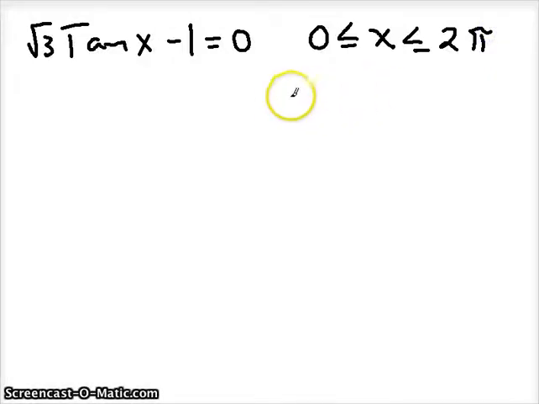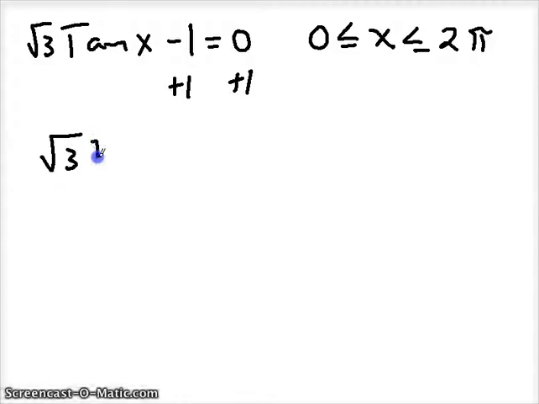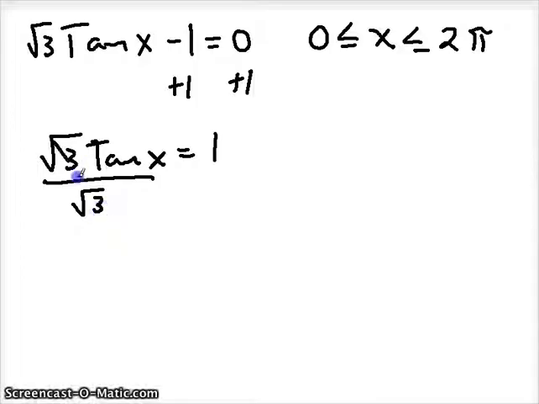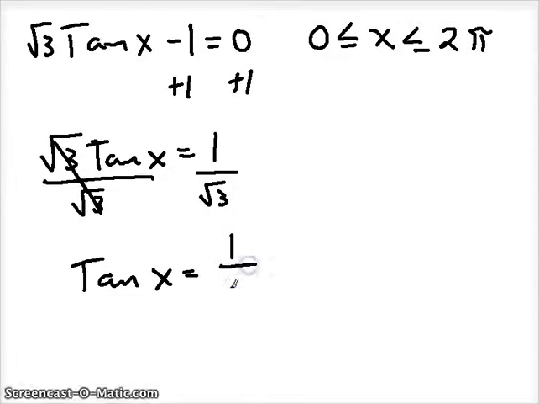So again, we're going to be working with this interval. So we're going to be working in radians. I'm going to simplify my equation. So I'm going to add 1 to both sides. And then I'm going to divide and undo that multiplication right there. Divide both sides by that square root of 3. So now, this is the equation that I'm really finding the solution for. So again, because I know that this corresponds with 30 degrees or pi over 6, it makes my life a lot easier.